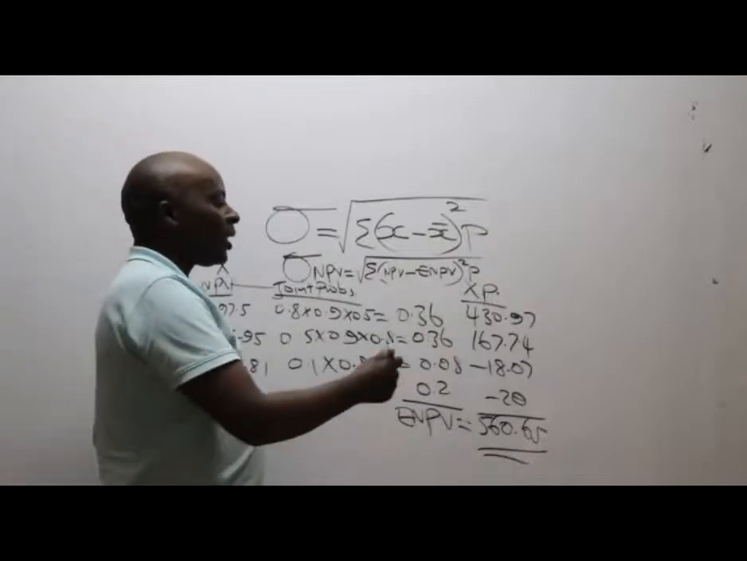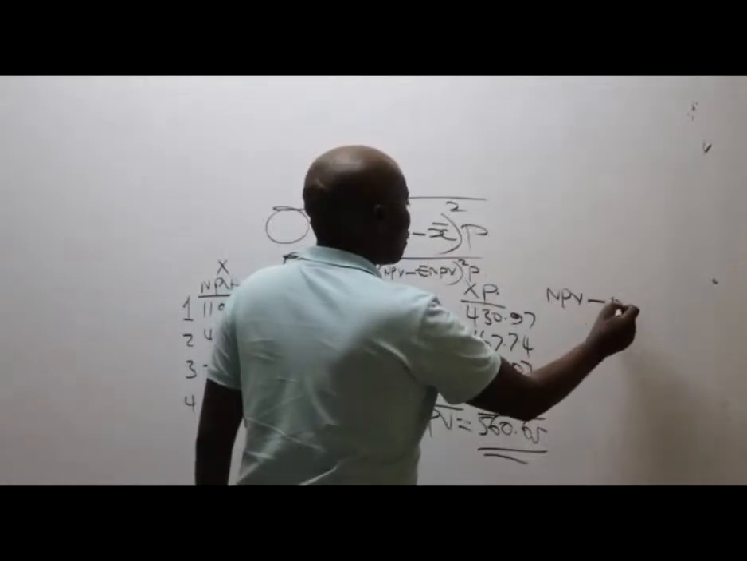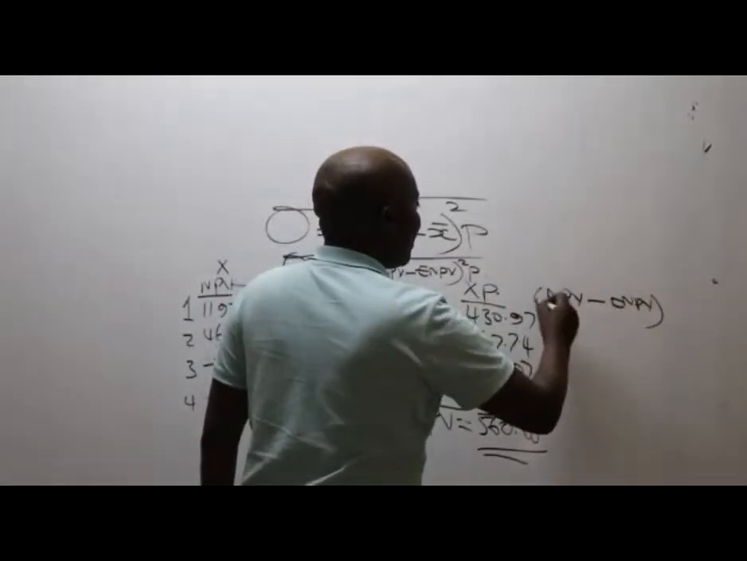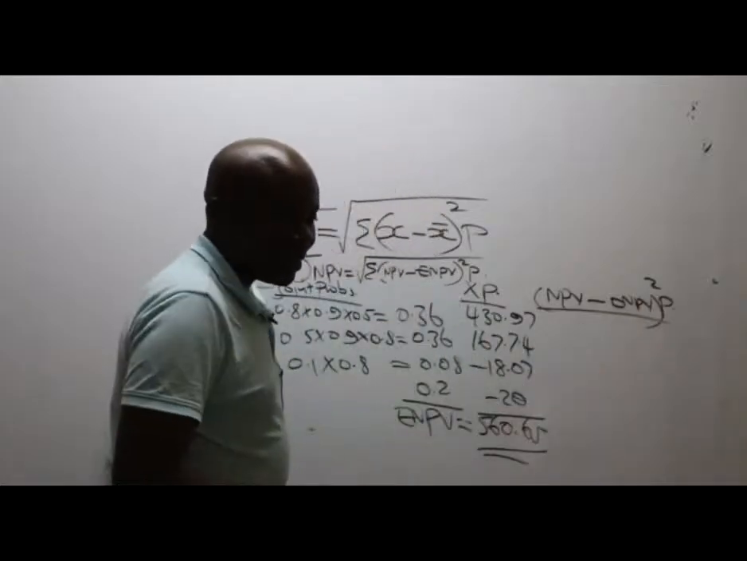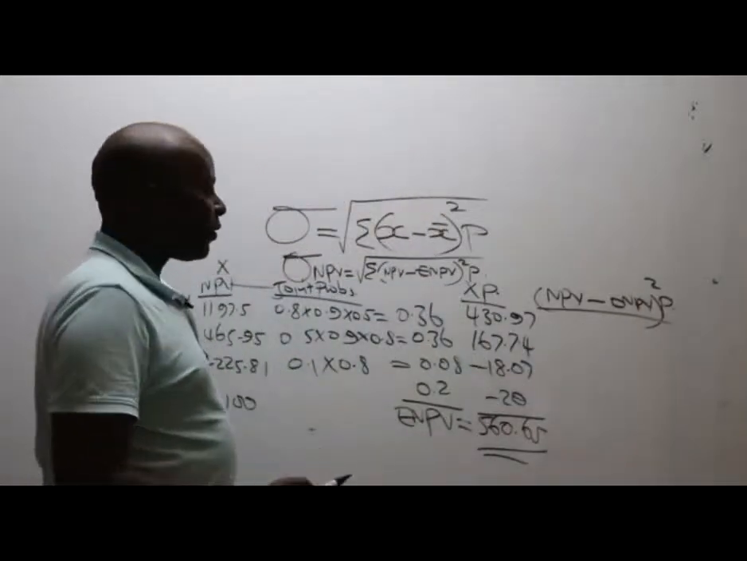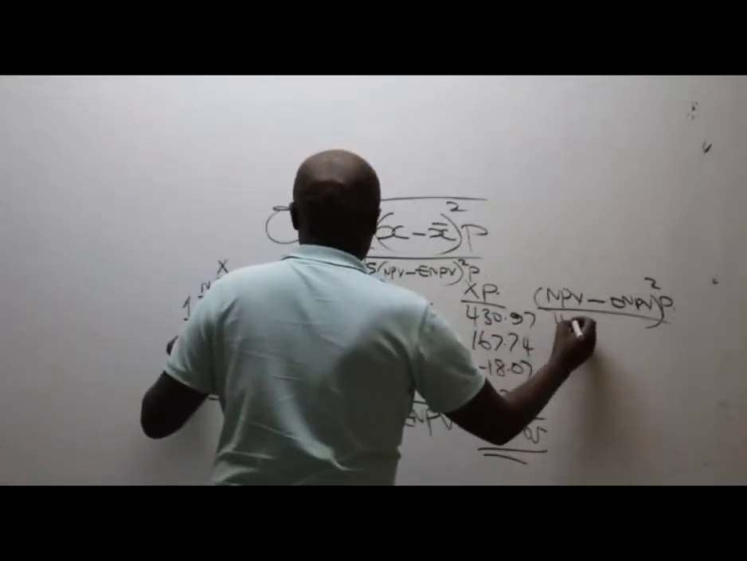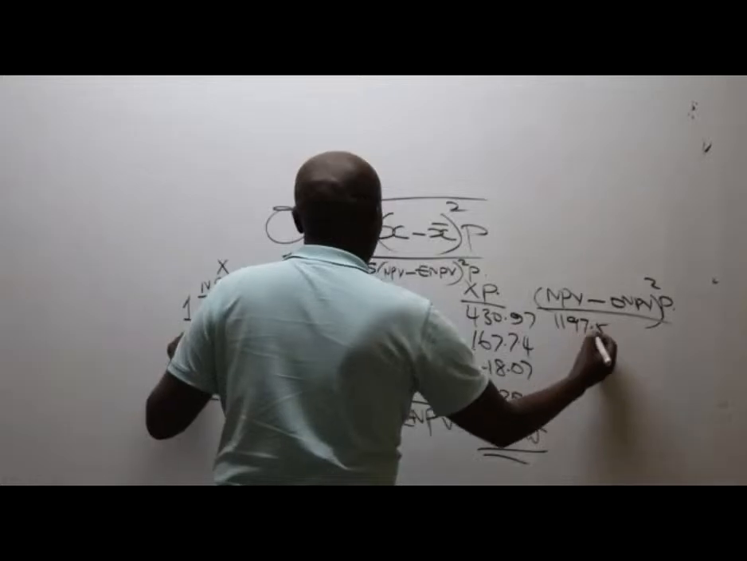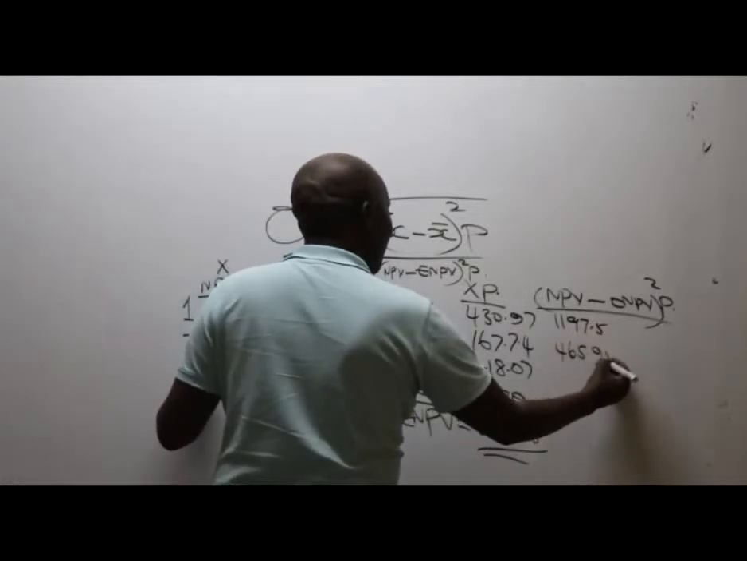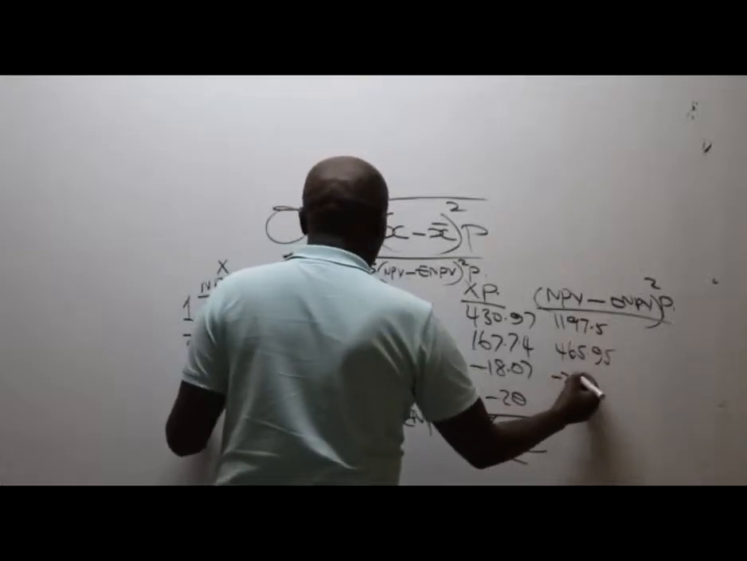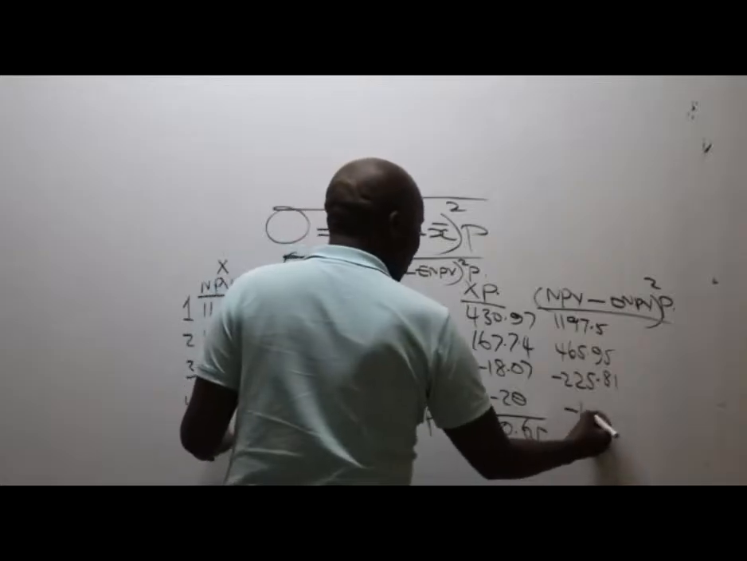Then create a column here of NPV minus expected NPV squared times probability. We start with the NPVs. They are here, I'm simply copying them down: 1197.5, 465.95, 225.81, and minus 100.